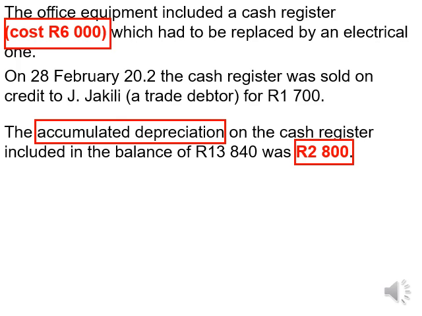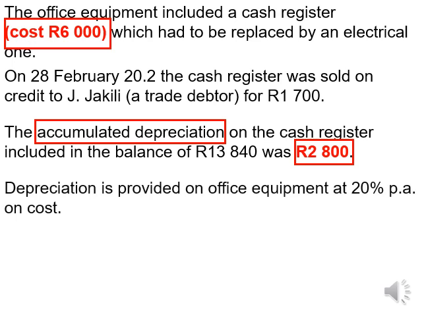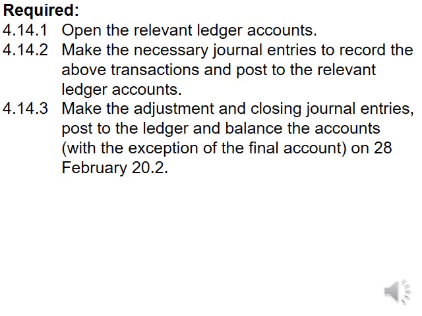Okay, so we have now what we need to record the details of the asset disposal. Let's say depreciation is provided on office equipment at 20% per annum on cost. So you need to open the relevant accounts, make the necessary journal entries to record the above transaction and post to the relevant ledger accounts, and make the adjustment and closing journal entries, post to the ledger and balance the accounts with the exception of the final account on the 28th of February 2000.